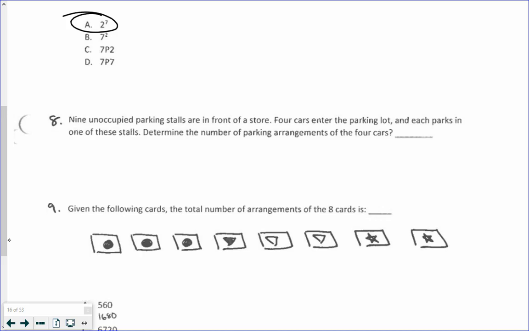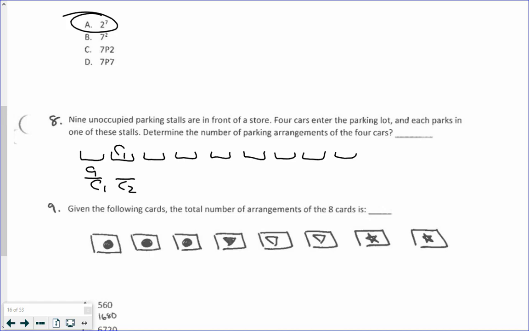So if you need to draw yourself a picture to go with it, go for it, right? So imagine you've got 9 stalls. 4 cars enter the parking lot. So car number 1. And each parks in one of these stalls. Okay, so how many choices does car number 1 have? 9. So car number 1 parked here.